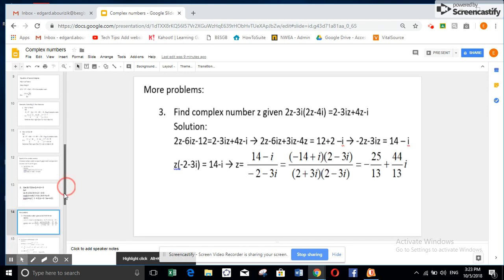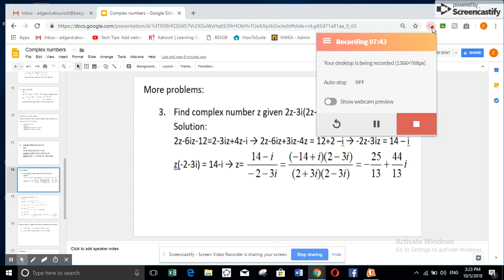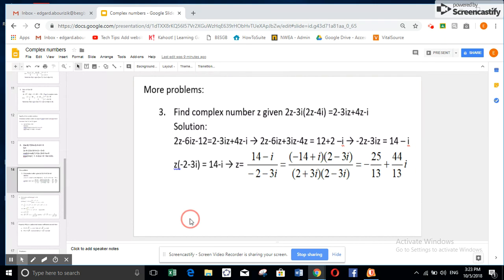More problems. In this question, we need to find a complex number z satisfying this equation. So what do we do? We expand: 2z minus 6iz plus 12i squared, which is minus 12, equals 2 minus 3iz plus 4z minus i.